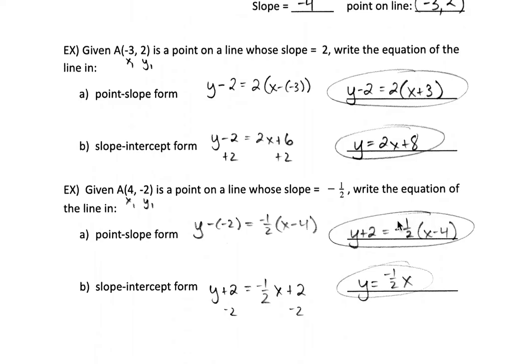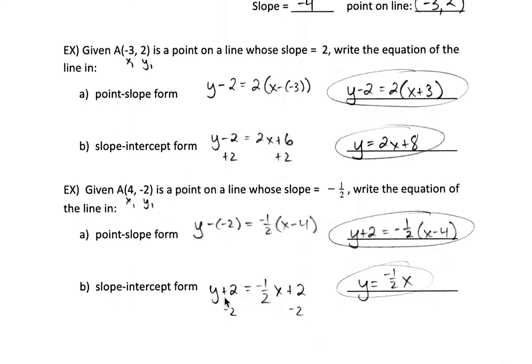Again, distributing it on the right, negative 1/2 times x is negative 1/2 x. Negative 1/2 times negative 4 is positive 2. One way you can think about that is what's half of 4? That's 2, and a negative times a negative is positive, so we got positive 2 here.